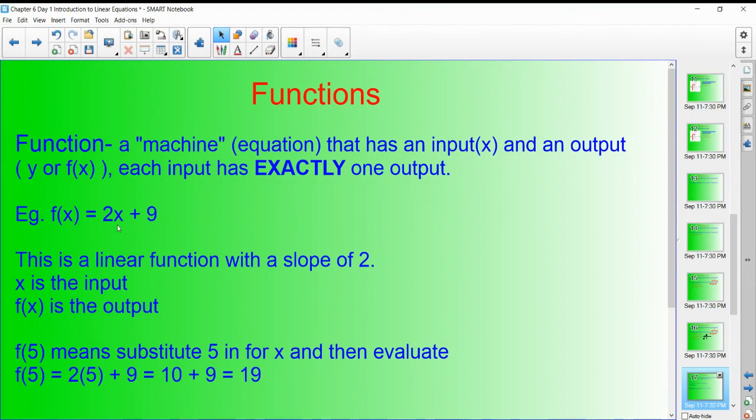Now, this is a linear function. We're also going to see that this semester we got quadratic functions and exponential functions, a whole bunch of other functions. And some that don't have a great name, that they just do an operation. This is saying double your number and add 9. That's what this machine does.